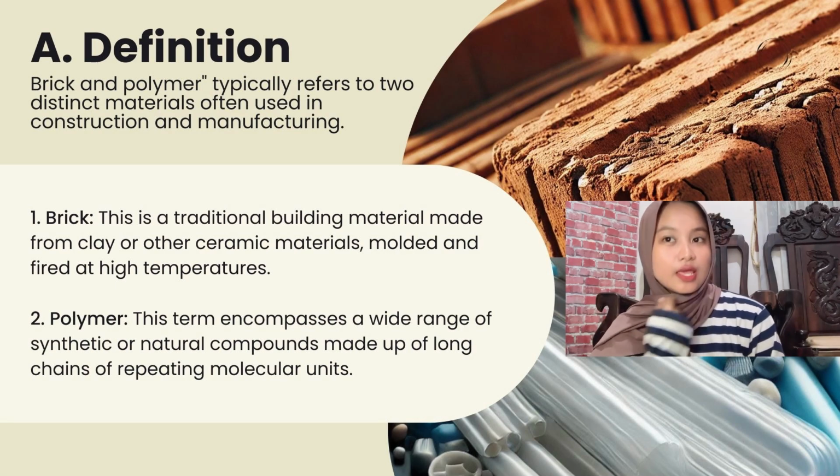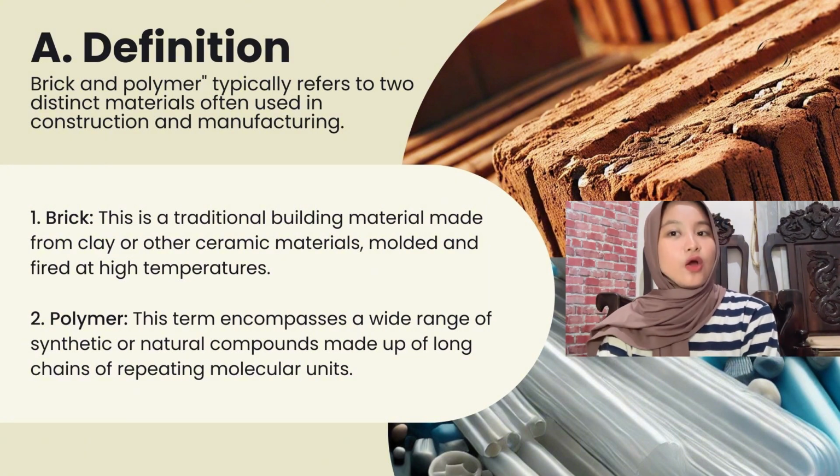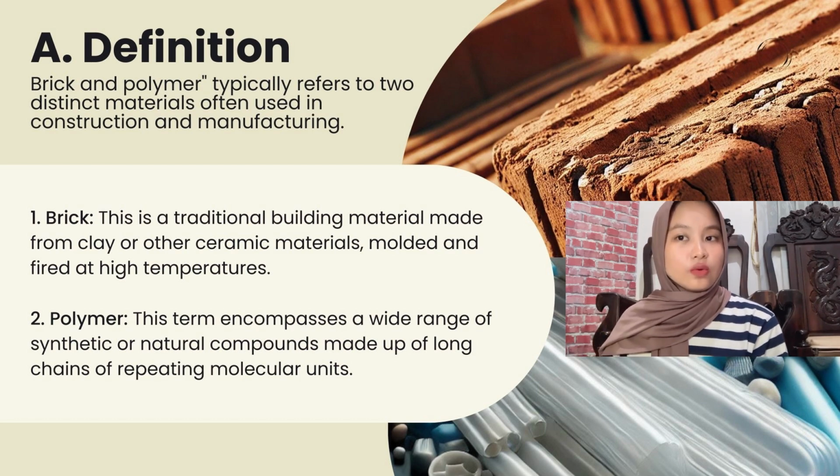Let's get to the discussion. The first one is the definition. Brick and polymer typically refers to two distinct materials often used in construction and manufacturing. First is brick. This is a traditional building material made from clay or other ceramic materials, molded and fired at high temperatures. Second is polymer. This term encompasses a wide range of synthetic or natural compounds made of long chains of repeating molecular units.